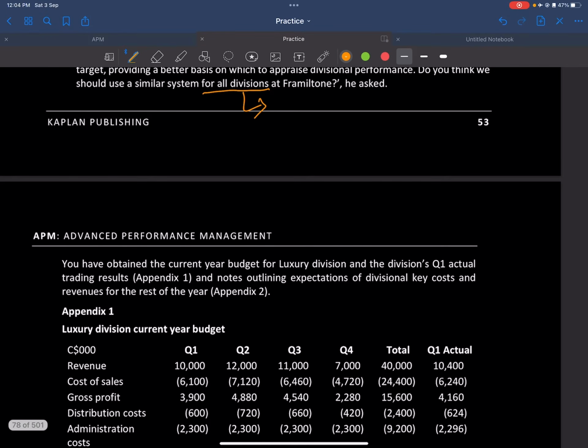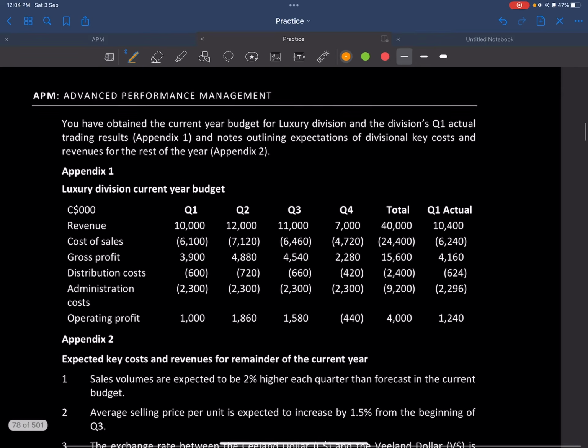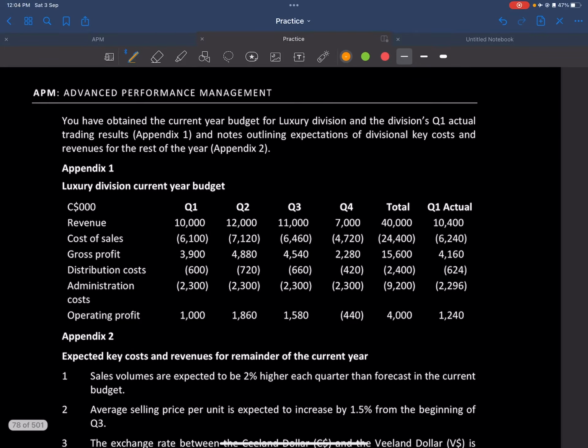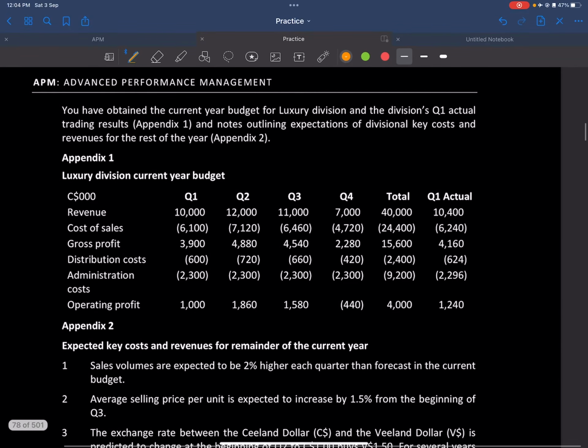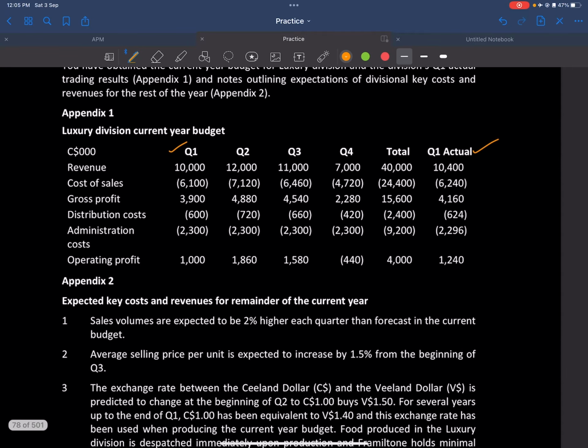You have obtained the current year budget for the luxury division and the division's Q1 trading results in Appendix 1, and notes outlining expectations of key costs and revenues for the rest of the year, Appendix 2. Okay, for the rest of the year. Alright, so the budgeted was this much, right? Actual performance was this much. Alright, so expected key costs for the remainder of the current year.